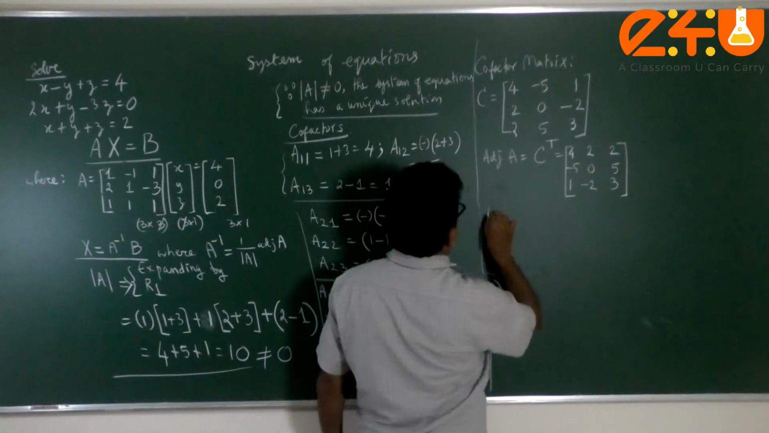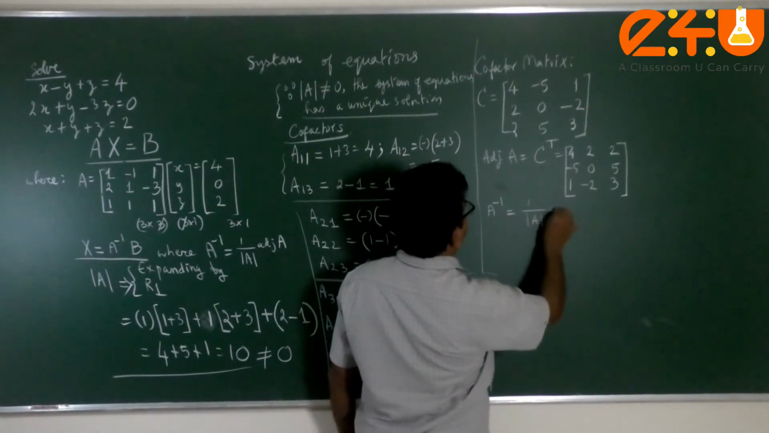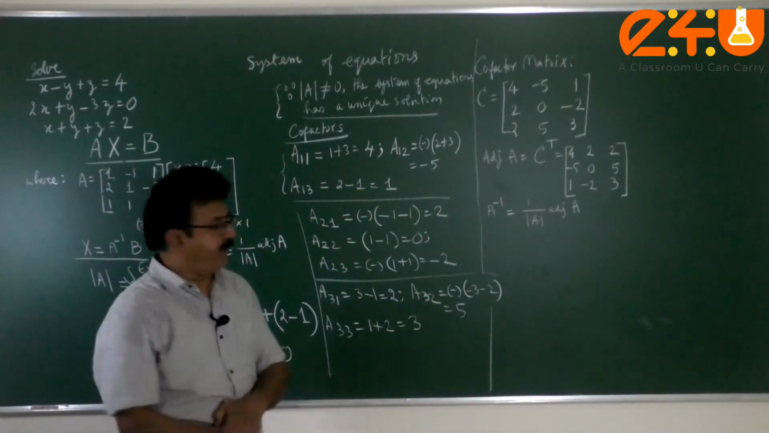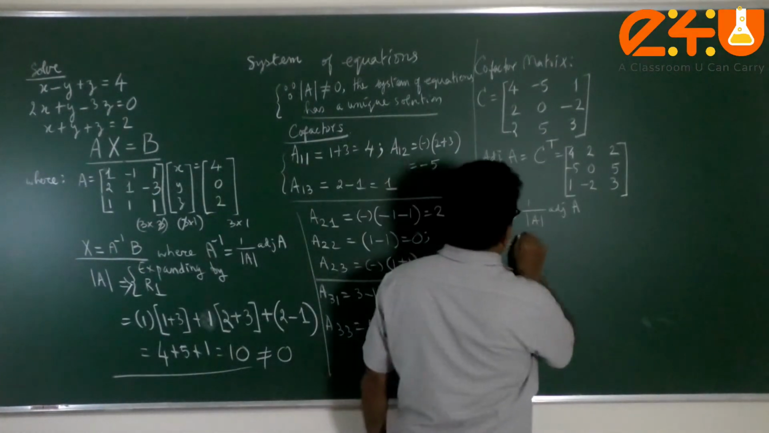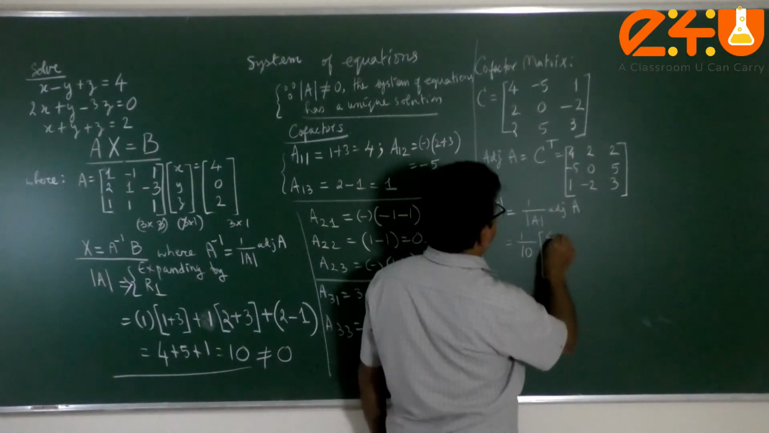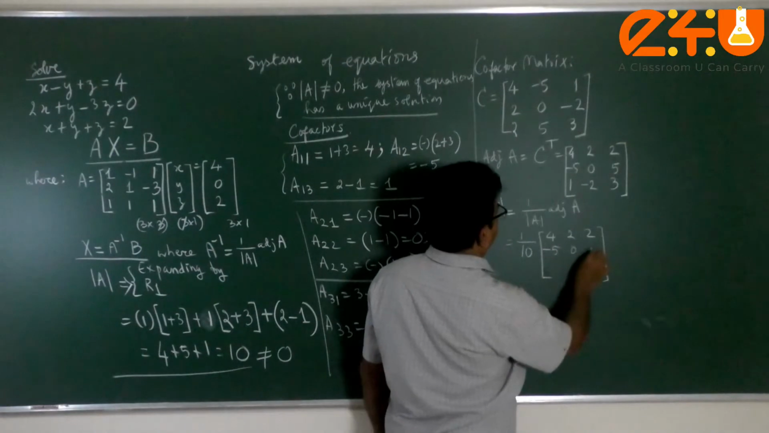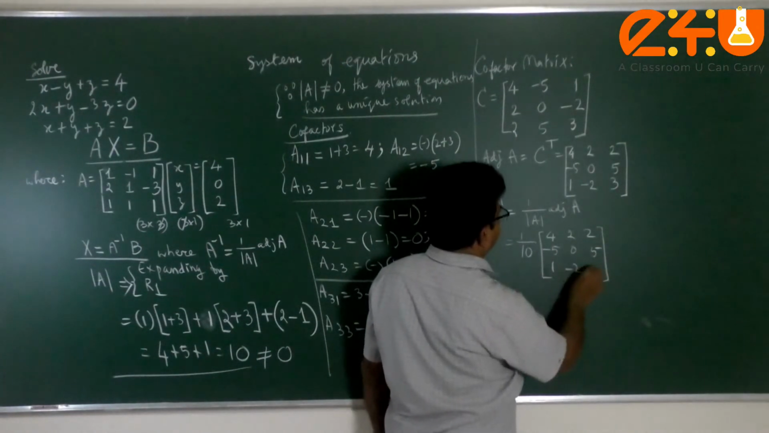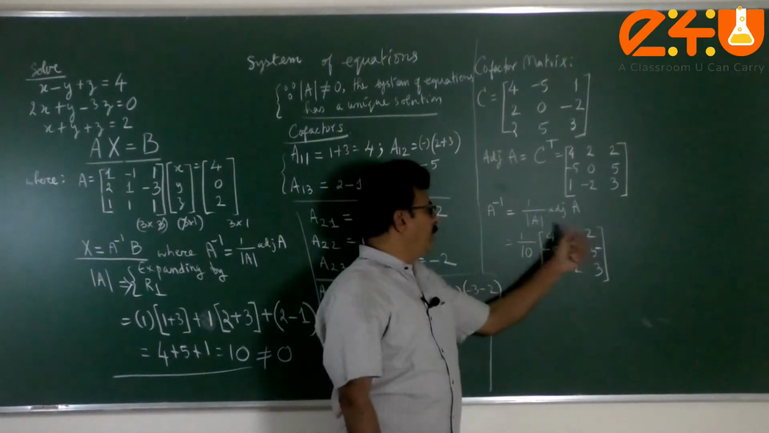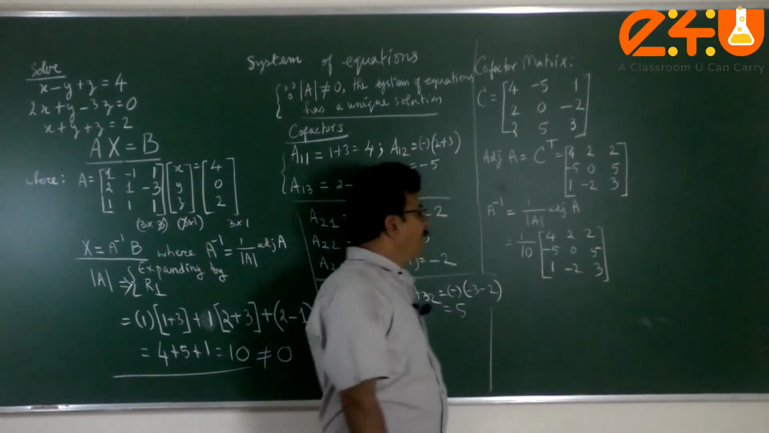We immediately follow, what about A inverse? We know the formula, 1 by determinant A times of adjoint A. So you can write the value of determinant A with the adjoint. So I am getting this answer, 1 by 10 of 4, 2, 2 in row 1, minus 5, 0, 5 in row 2, 1 minus 2, 3 in row 3.